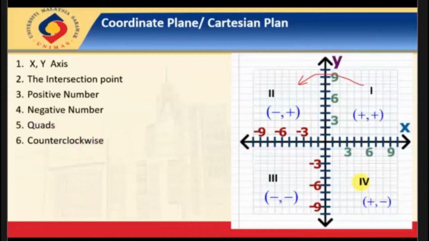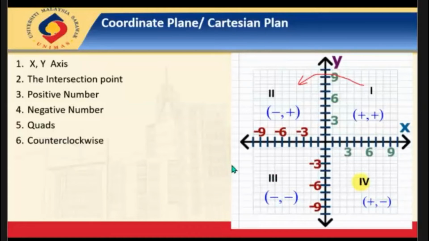We were talking about quads. The plane has 4 quads. Quad 1: x and y both positive. Quad 2: x negative, y positive. Quad 3: both negative. Quad 4: x positive, y negative. So the 2D plane has 4 quadrants. The first quad is positive. In the second, sorry, x is negative and y is positive. In the third, x is negative and y is negative. In the fourth, x is positive and y is negative.